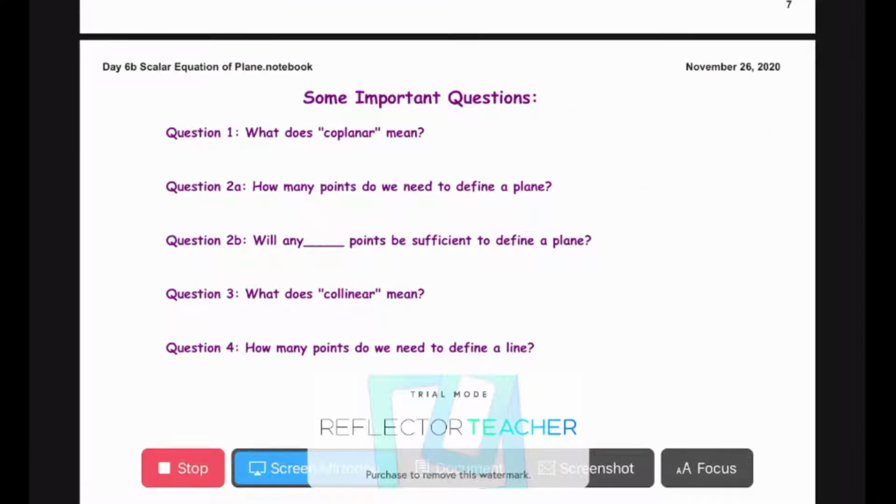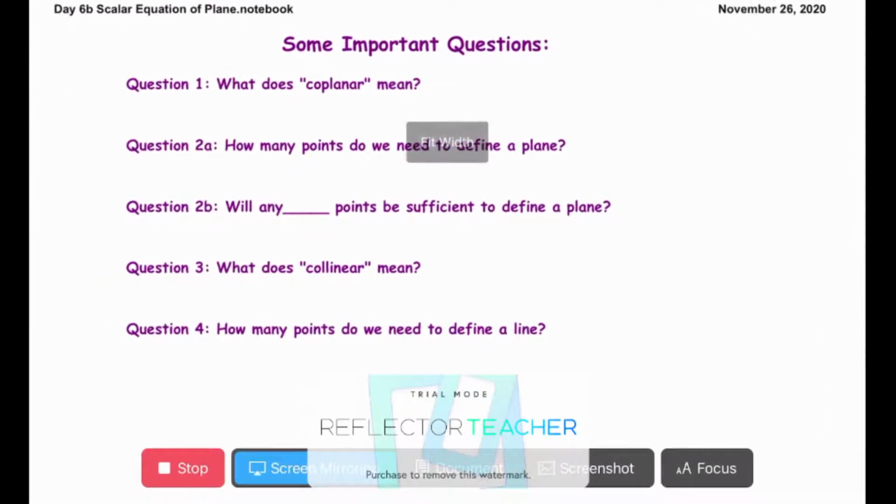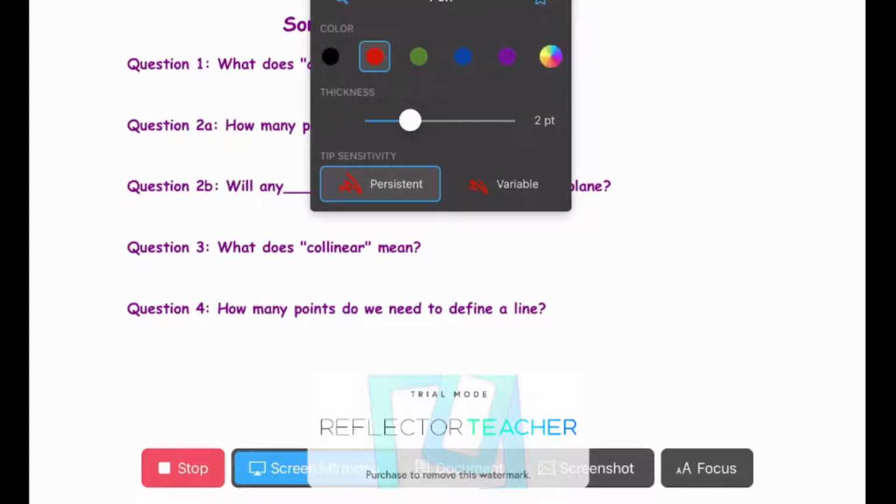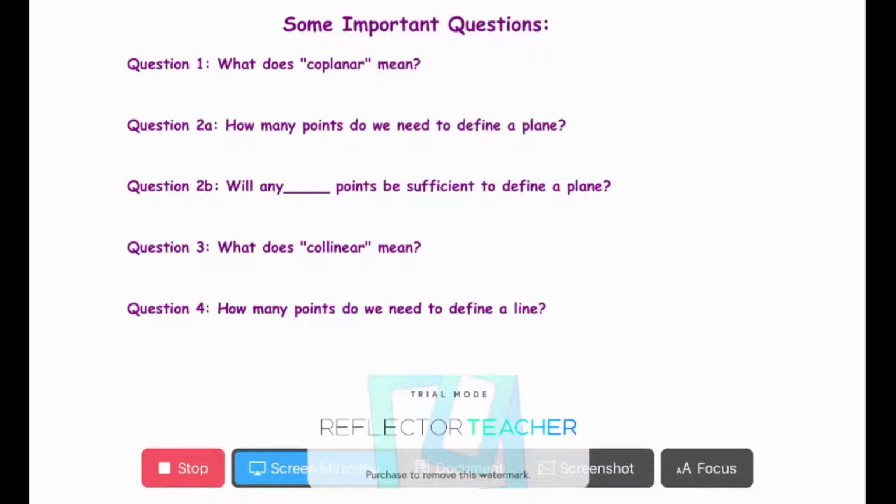We're getting closer to the end of our note. Let's answer a few important questions and cover a few important concepts, see what we know already and what we maybe will be explaining as we move forward. 1, what does coplanar mean? Coplanar means to lie in the same plane. So it means it's going to be parallel with the plane.